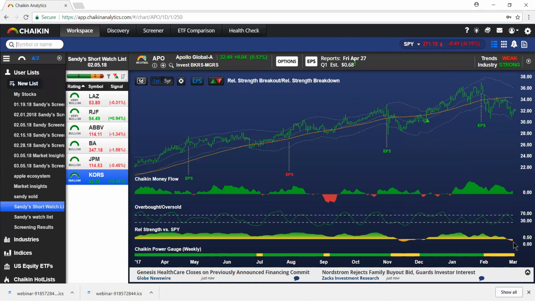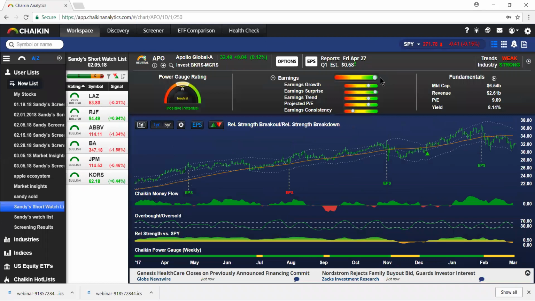Relative strength has just ticked negative, but there's still money coming in. So this is something I am watching. Let's drill down on the power gauge rating. Really strong earnings component, which is great. How are the financials? They've got a lot of cash, good price to sales. That's good.